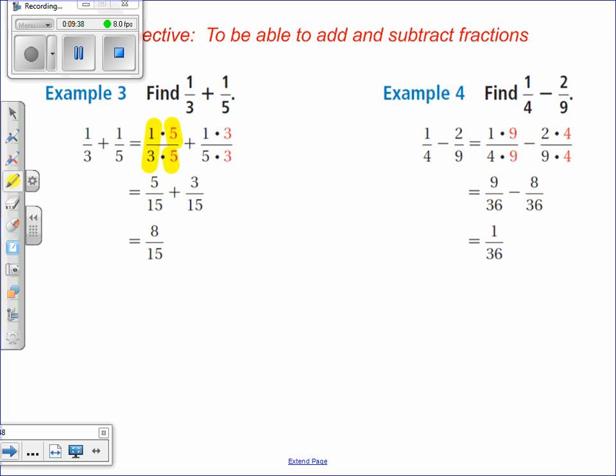Okay, and when we do that, we get 5. 1 times 5 is 5, 3 times 5 is 15. 5/15. So 5/15 is the exact same amount of cheesecake as 1/3.